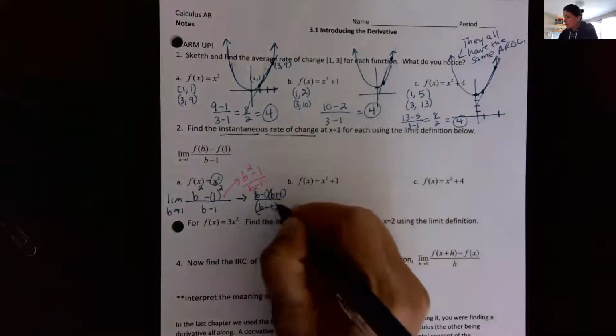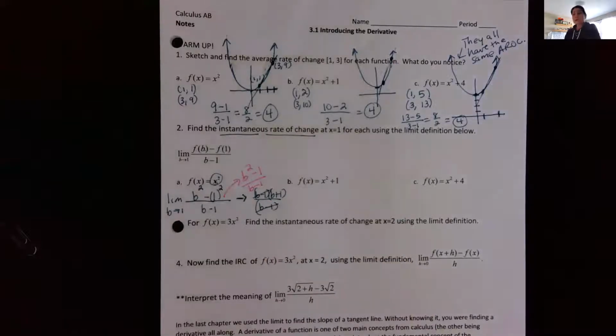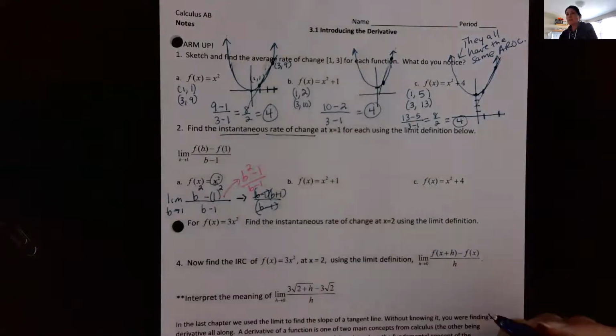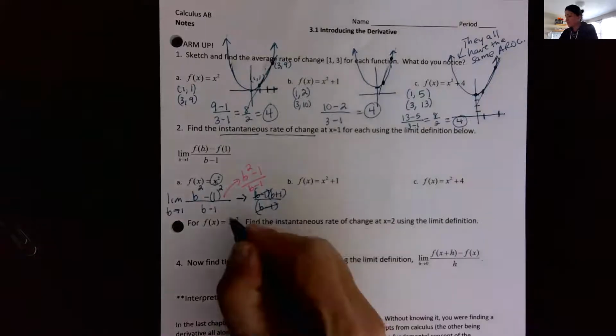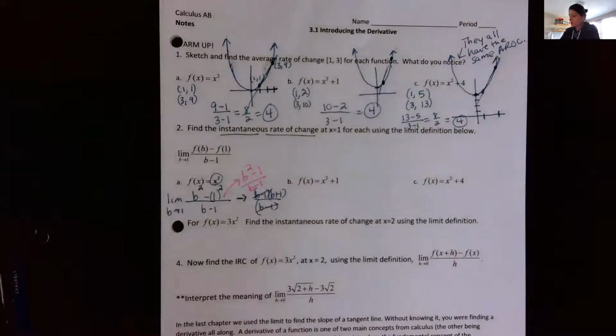And then there's that factor of b minus 1. It would be a whole, right? That we are able to cancel. And now I can plug in 1. 1 plus 1 is 2. So final answer is 2.